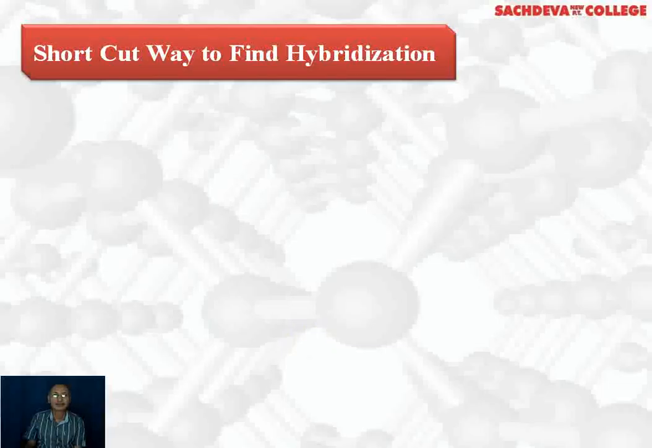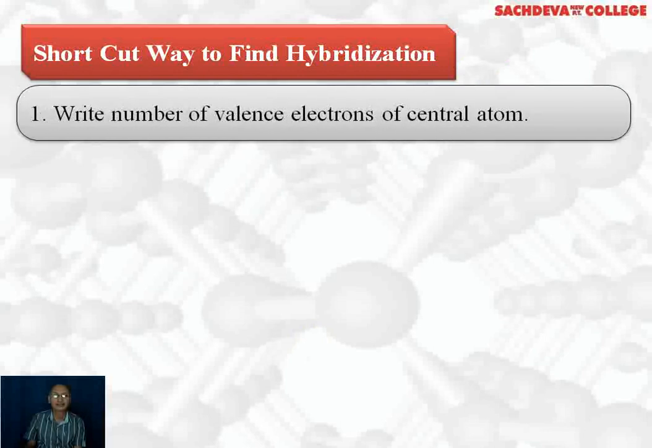Next, the most important topic we are going to take up is the shortcut way to find hybridization. The first step is to write the number of valence electrons of the central atom. What is the central atom? It is the polyvalent atom, whose valency is more than one. It forms many bonds, and we call it the central atom.